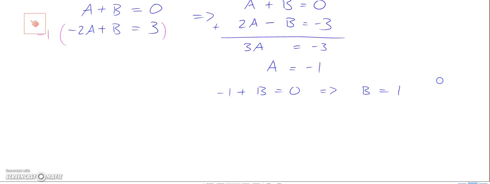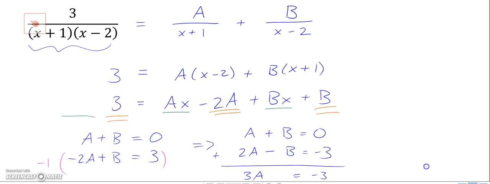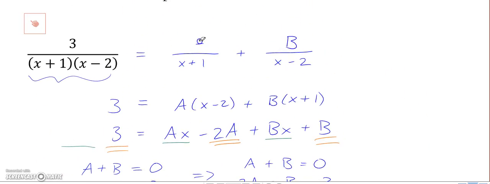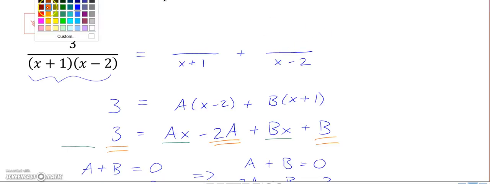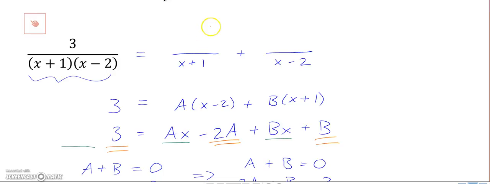So now I can go back to my original equation now that I have a and b and actually fill those in. So if I erase those, a was negative 1 and b was 1. And now I have completely decomposed this fraction.